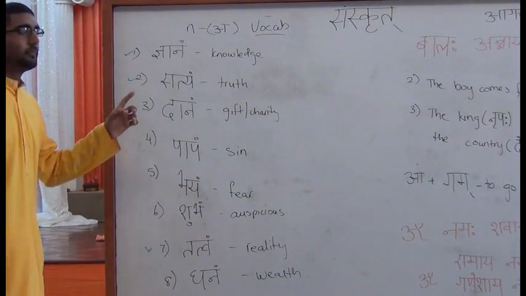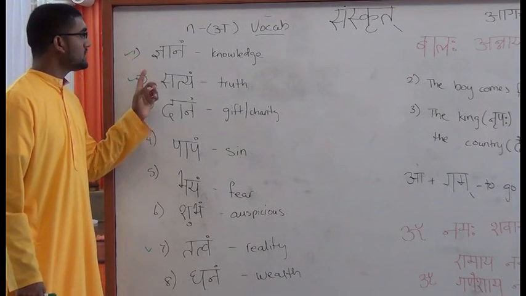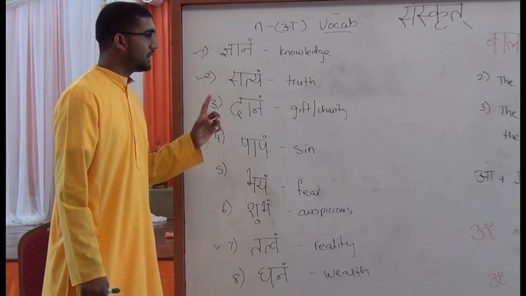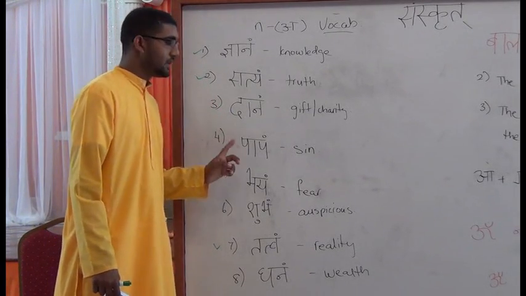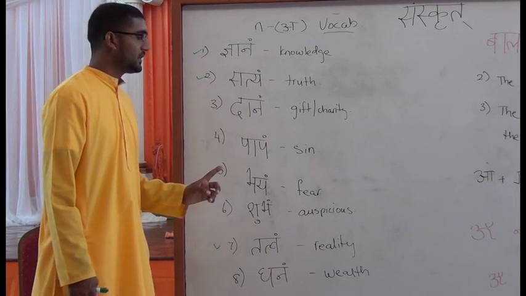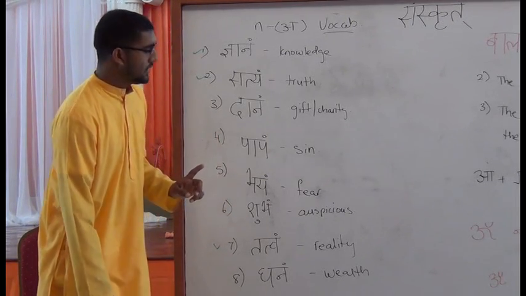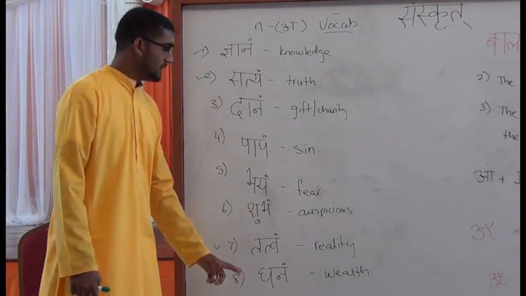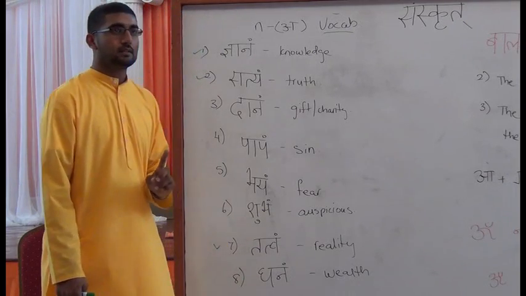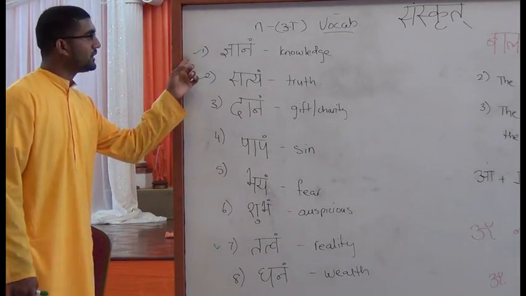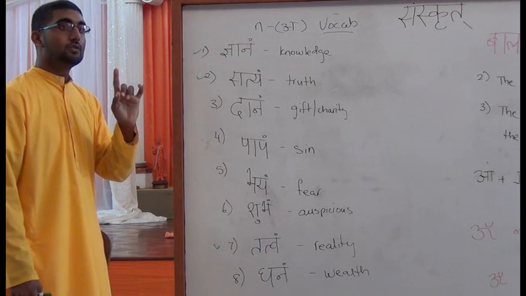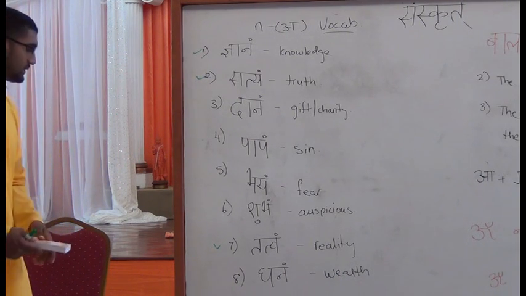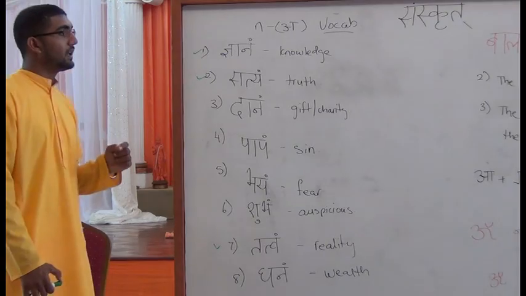Let's just go over these words one more time. Jnanam, knowledge. Satyam, truth. Danam, gift or charity. Papam, sin. Bhayam, fear. Shubham, auspiciousness. Tattvam, the reality. And Dhanam, wealth. Right? So from the book, I want Jnanam and Satyam conjugated. No, sorry, I want them declined. Decline. Right? Jnanam and Satyam, decline.